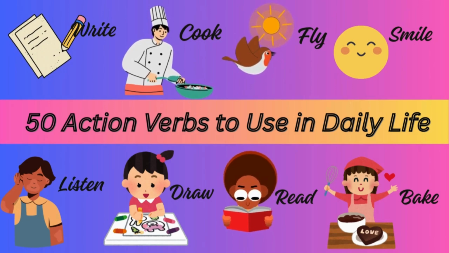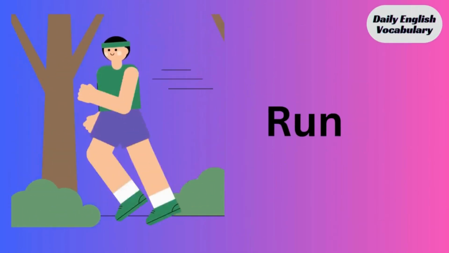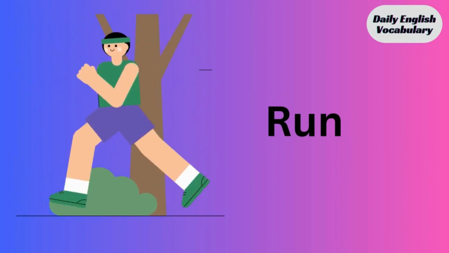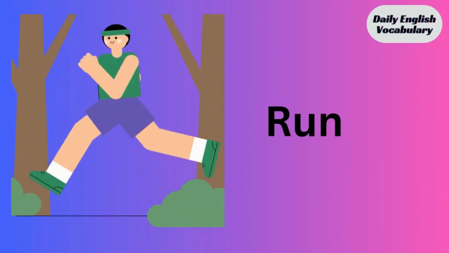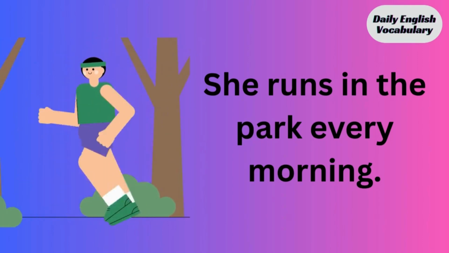Today, you're going to learn 50 common action verbs with example sentences. Let's begin. Run. She runs in the park every morning.